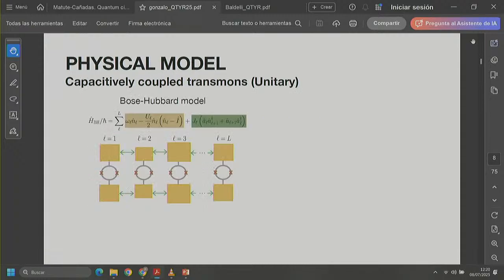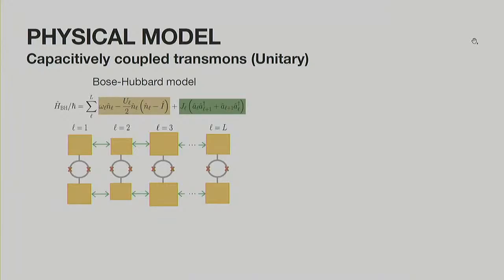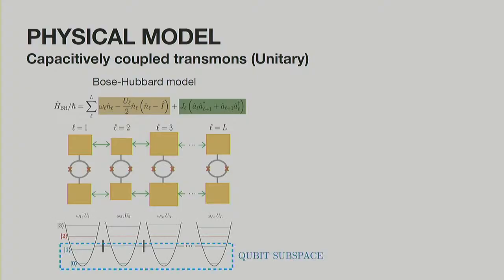The physical model is a chain of tunable transmons that are coupled by capacitance and are described by this attractive Bose-Hubbard model, where we have the local term, with the on-site energy omega and the on-site interaction, or anharmonicity U, and the hopping term J. So the bosonic excitation dynamics will depend on the interplay between these parameters. In this case, the qubit states are defined within this restricted subspace. So if there is no excitation in one transmon, it's the 0 state. If there is one excitation, it's the 1 state.